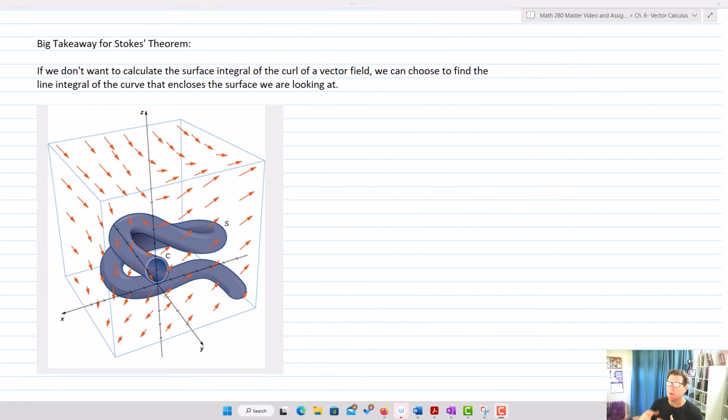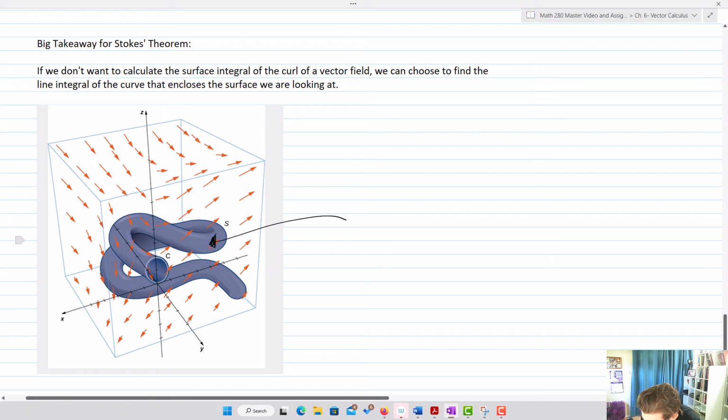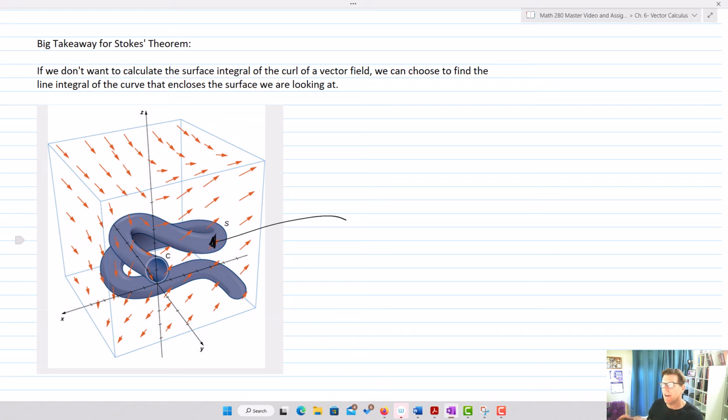So one of the big takeaways from Stokes' theorem is that if we don't want to calculate the surface integral for the curl of a vector field, or if we have a surface that's quite difficult to parametrize, we can choose to find the line integral of the curve that encloses the surface we're looking at. An example is something like this. This is a bit of a made-up example, but if our surface is the purple thing, Stokes' theorem tells me that I don't need to parametrize the entire purple thing.